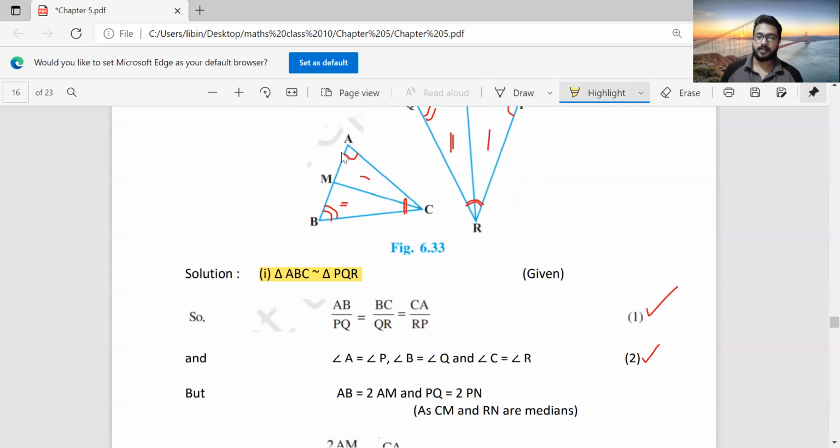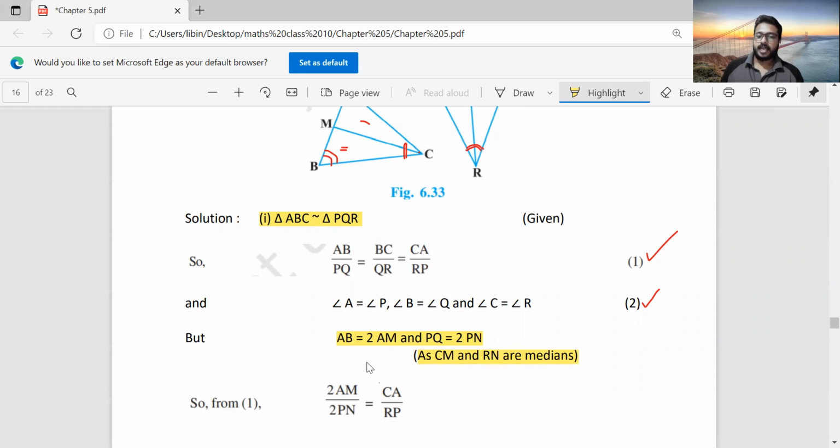So we can write AB is equal to 2 times AM. Okay, it is clear. Similarly, PQ is equal to 2 times PN, since CM and RN are medians. Clear. Again, we are writing 2 times AM divided by 2 times PN is equal to CA by RP. How have we written it like that? Because by using equation 1, instead of this, we are writing 2 AM divided by 2 PN because AB by PQ are equal. They are in the same ratio.